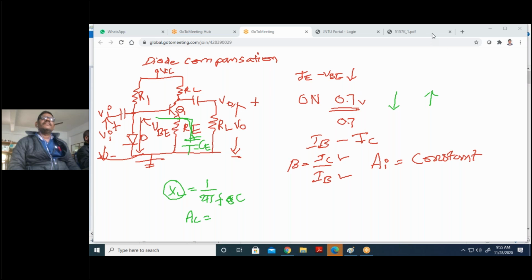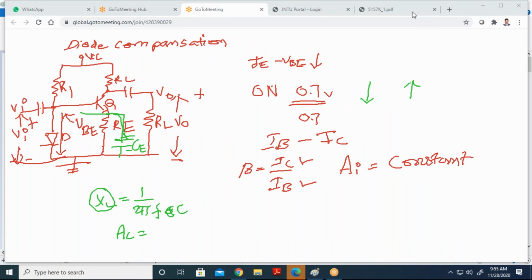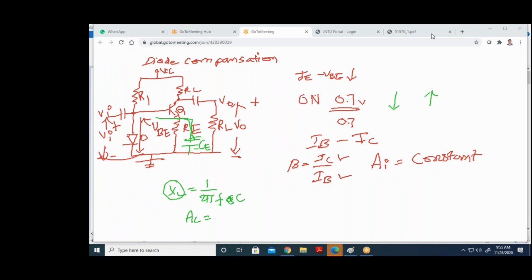Sir, tell me more. Why are we using another capacitor, sir? Very good question.